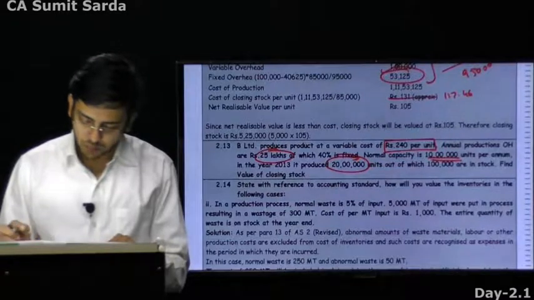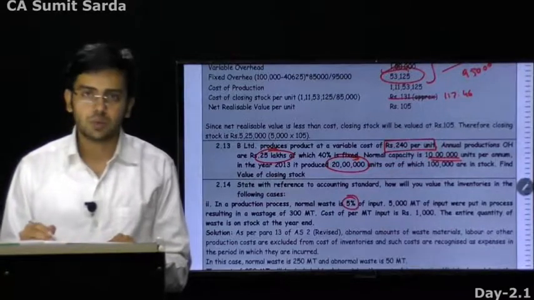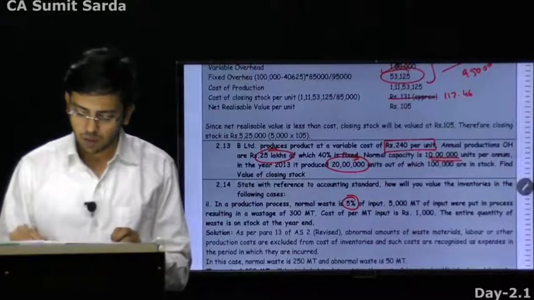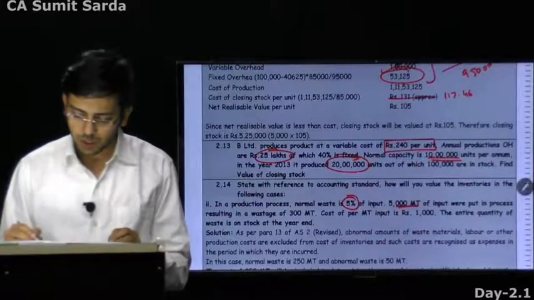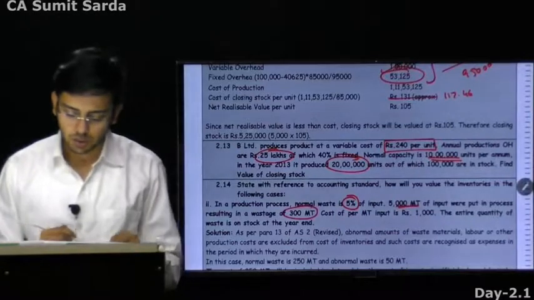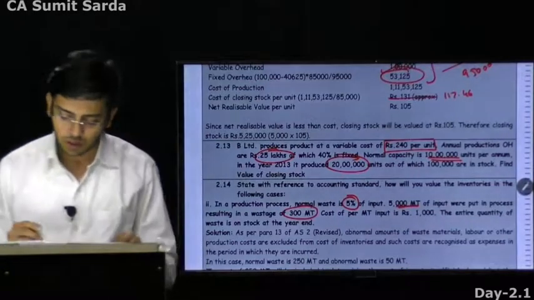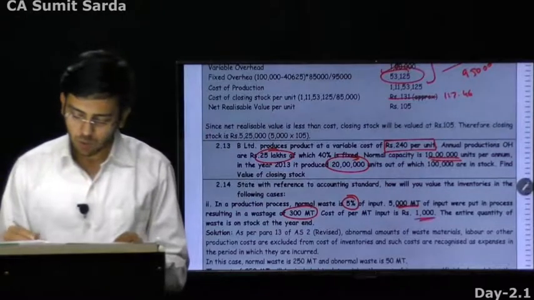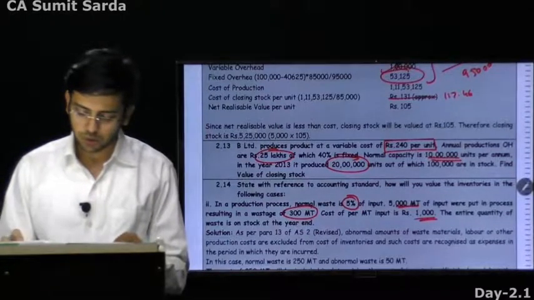Next question. In the production process, normal wastage is 5%. Normally we waste 5% of the input. 5,000 metric tons were put in the process, resulting in a wastage of 300 metric tons. Cost per unit is rupees 1,000. The entire quantity is in stock.